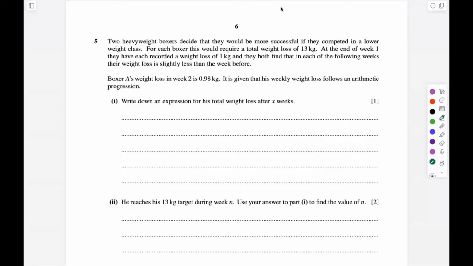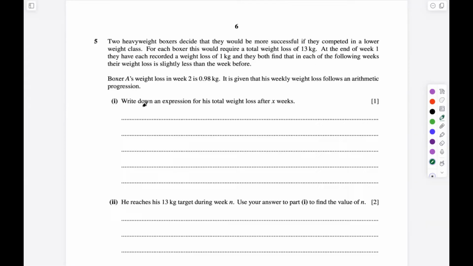In question 5, two heavyweight boxers decide that they would be more successful if they competed in a lower weight class. For each boxer, this would require a total weight loss of 13 kgs. At the end of week 1, they have recorded a weight loss of 1 kg, and they both find that in each of the following weeks, their weight loss is slightly less than the week before. Boxer A's weight loss in week 2 is 0.98, and it is given that his weekly weight loss follows an arithmetic progression. In part 1, we have to write down an expression for his total weight loss after x weeks.